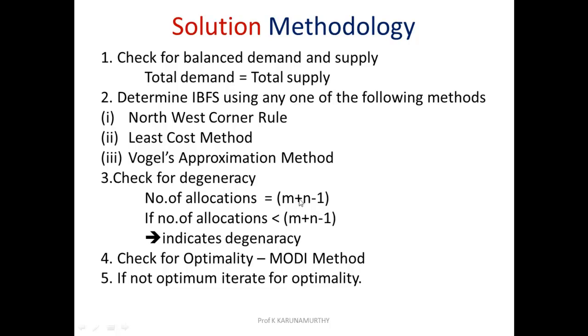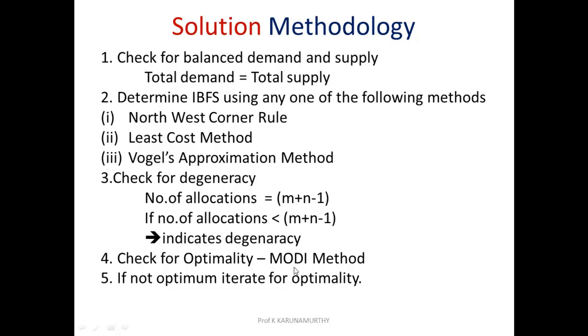After checking this, once we come to know that the obtained solution is not degenerate, then you have to check whether the obtained solution is optimum or not. This optimality check can be done by two different methods. One we call the stepping stone method, and the other is called the Modi method. Modi method is, in short, the modified distribution method. Modified distribution method is referred to as the Modi method.